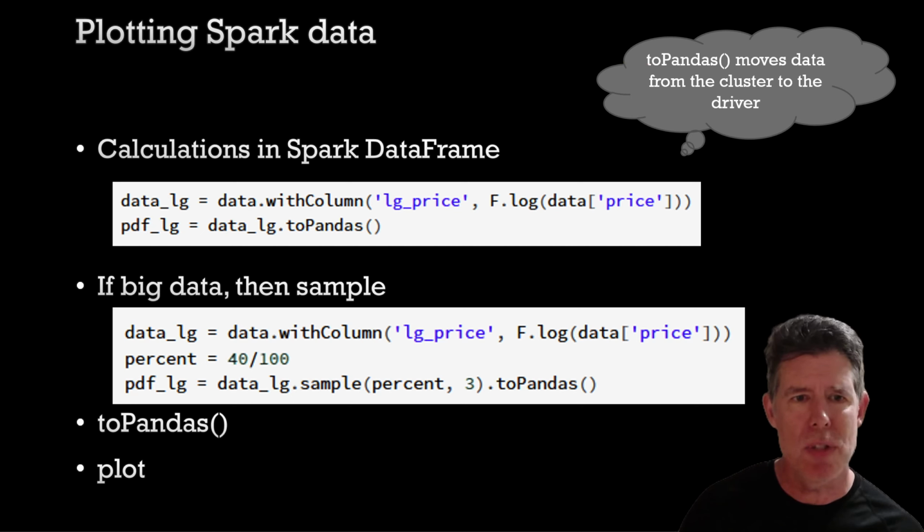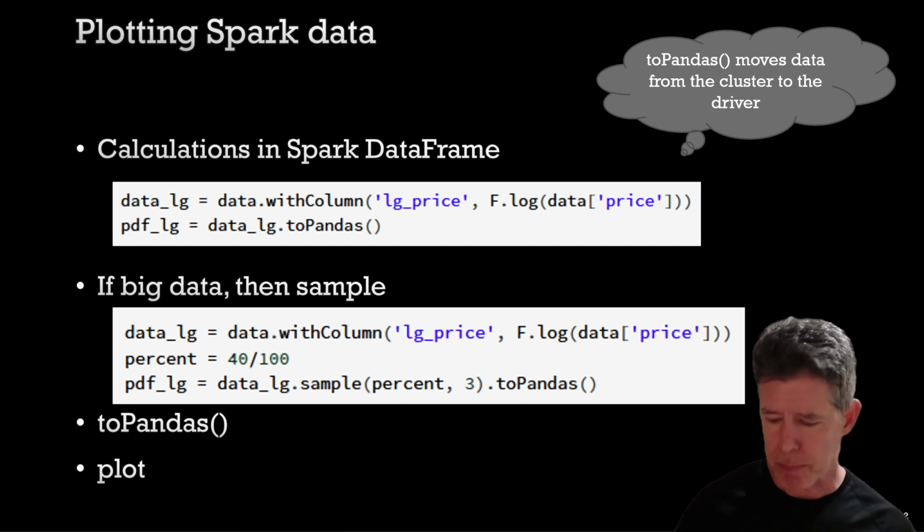So in that case, if you have a lot of data, big data, then after you create your data frame in Spark and you've set up all the calculations you need, then you can sample the data frame. And then once you have that sample, a much smaller data set, then you can use toPandas, convert it to pandas, and then do your plotting.